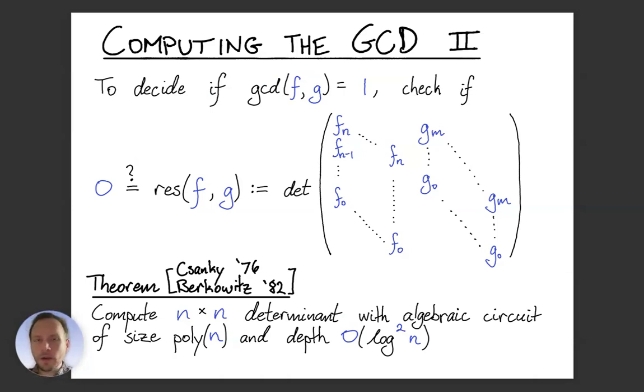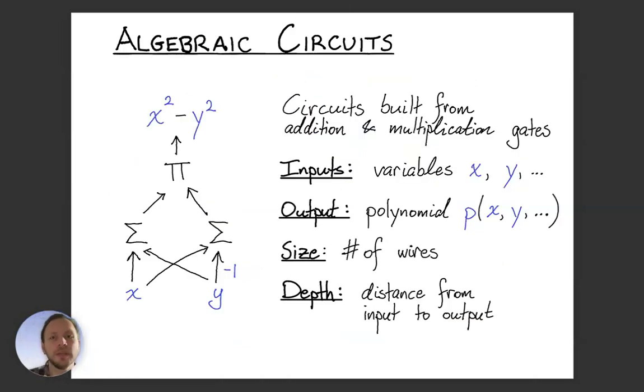So before I tell you about our results, I just want to make the model of computation clear. So we're working with algebraic circuits in this paper. These are circuits that are built from addition and multiplication gates. They take as input formal variables, and they output a polynomial. So for example, the circuit on the slide takes as input the two variables x and y, and outputs the polynomial x squared minus y squared. We'll measure the size of a circuit by the number of wires appearing in it, and we'll measure the depth of the circuit by the length of the longest path from an input to the output of the circuit.